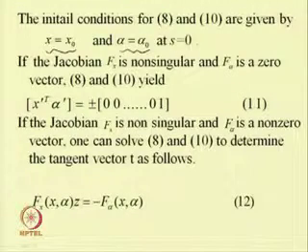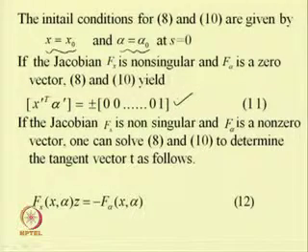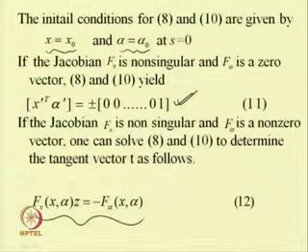So, if the Jacobian matrix f x is non-singular and f alpha is a zero vector, then we have x dash transpose alpha dash equal to plus minus [0, 0, 0, 1]. If the Jacobian f x is non-singular and f alpha is a non-zero vector, one can solve equations 8 and 10 to determine the tangent vector t. So, one can determine the tangent vector t from the equation f x z equal to minus f alpha.